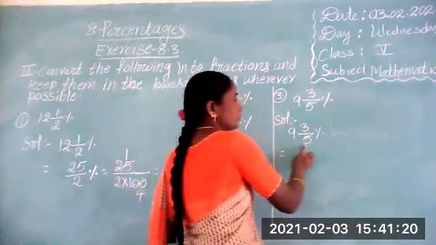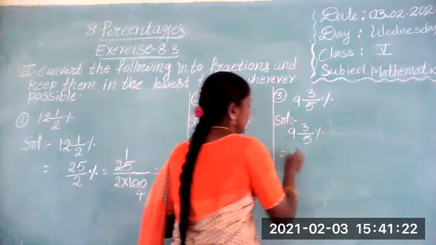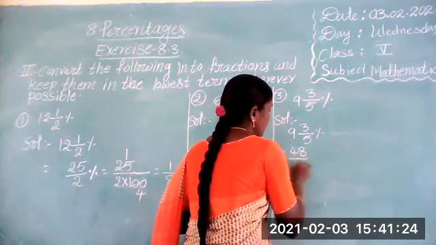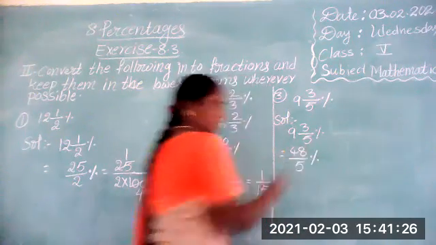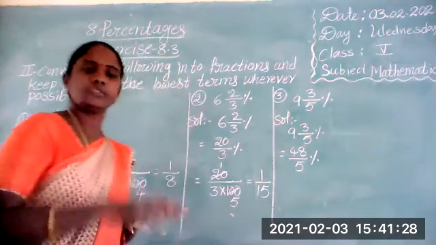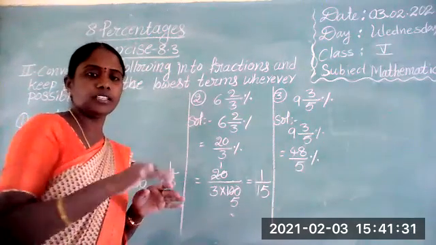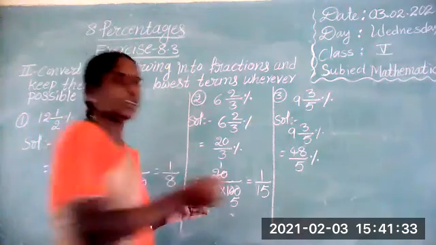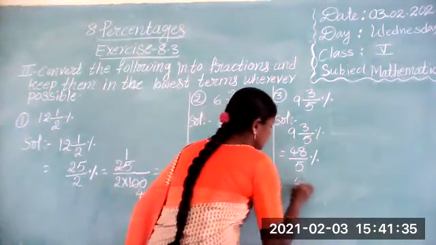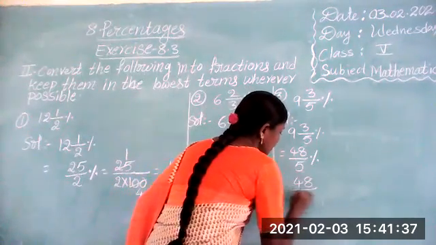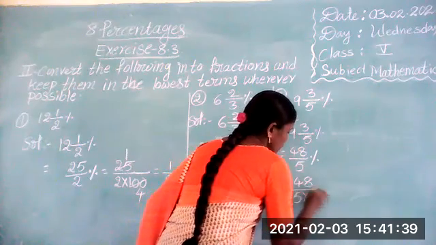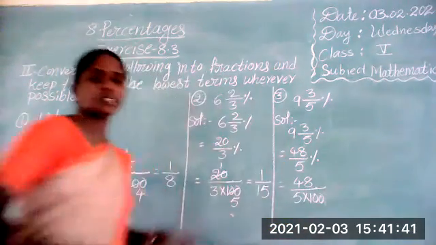9 5s are 45. 45 plus 3, 48. 48 by 5 percentage. Now you can write it with denominator 100. Now you write denominator 100. 5 into 100. Now here, is any simplification possible?